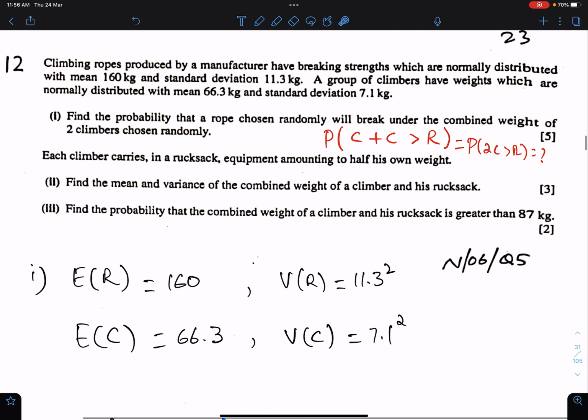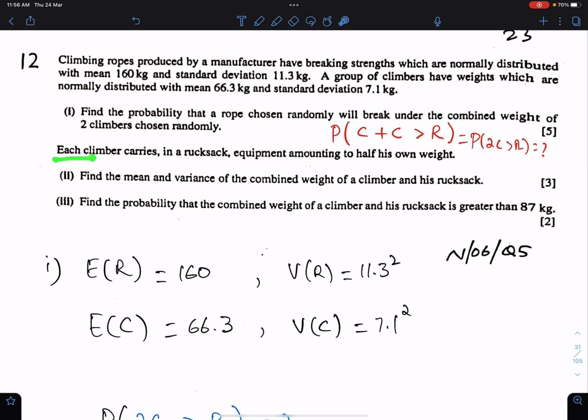The second part of this question. Each climber carries in a rucksack equipment amounting to half his own weight. Half means multiple. So this means C plus 0.5 C. Half means 0.5, so it should be 1.5 C. So this 1.5 is a multiple of this C. Find the mean and variance of this 1.5 C.